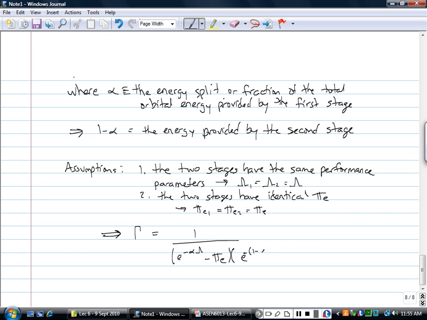Minus 1 minus alpha lambda minus pi e. So this is just for the sake of argument to make this system easy. As soon as you catch up, we'll flip ahead to the picture.